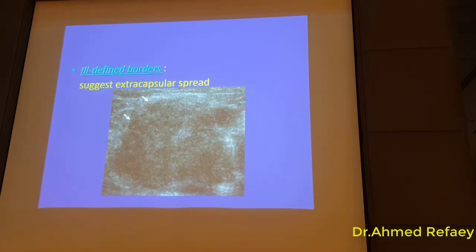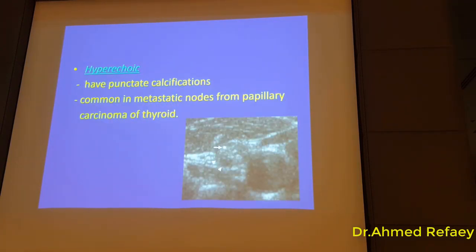The feature after that is an ill-defined border of the lymph node. This is due to extracapsular spread. You cannot define the capsule of the node itself. You cannot see the outline of the node, but it is infiltrating the adjacent structure. This is one of the features of a metastatic lymph node or malignant lymph node.